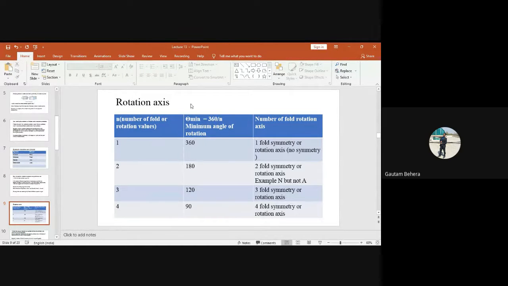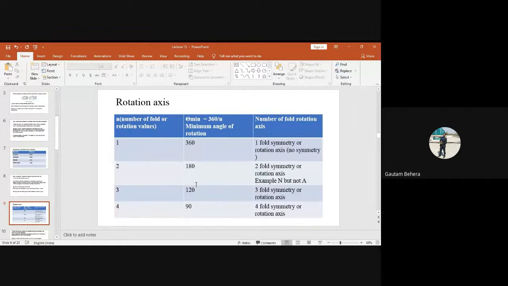Now rotational axis. Already you know the formula, n is equal to 360 degree divided by theta minimum, or theta minimum is equal to 360 divided by n. So already you understood what this table is showing, right? If n is equal to 1, then theta minimum will be 360 degree. That means no symmetry is present. One-fold symmetry means no symmetry is present. Here fold means order also, you can say. If the number of fold is 2, then theta minimum will be 180. So we have two-fold symmetry or rotational axis.